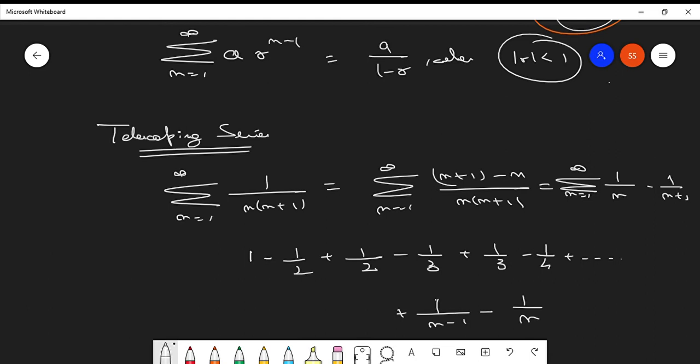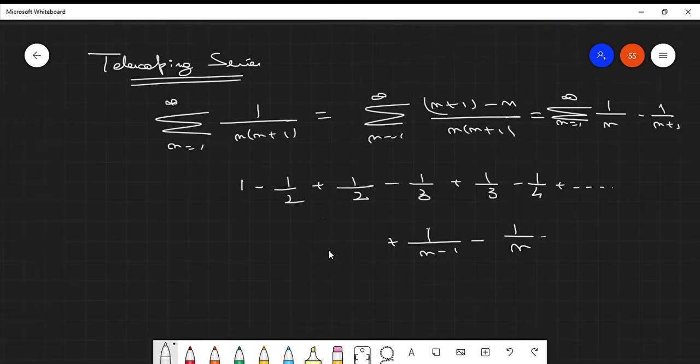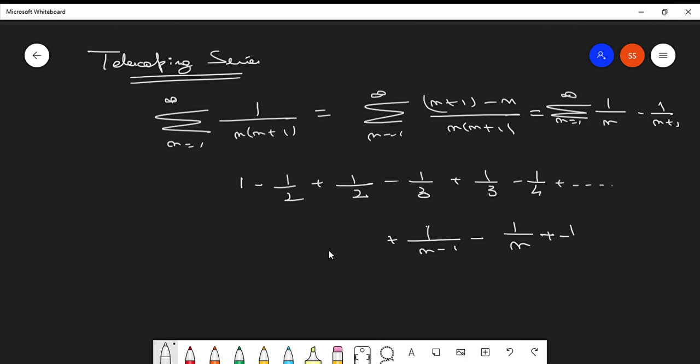Okay, this is what you will be getting, right? And you will get the nth term as 1 over n plus 1, so you will have 1 plus, n minus 1 over n plus 1. Yes, the nth term gives you this. Now see, all these will cancel each other, and finally you will be left with this one.